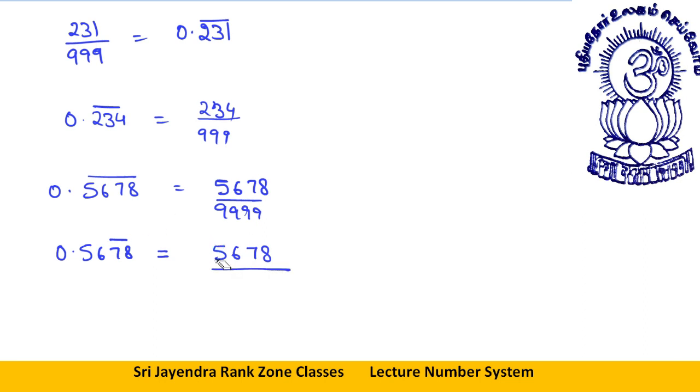Okay. First of all, there is a bar on these two, so for these two you will write a 9. 9, 9. For these two, you will write a 0. So this thing is clear.